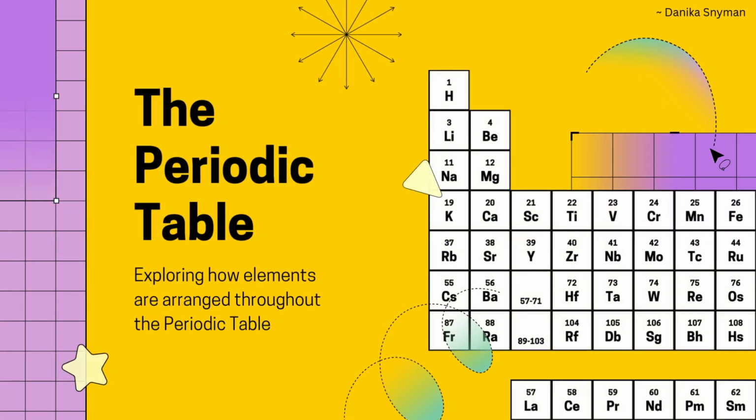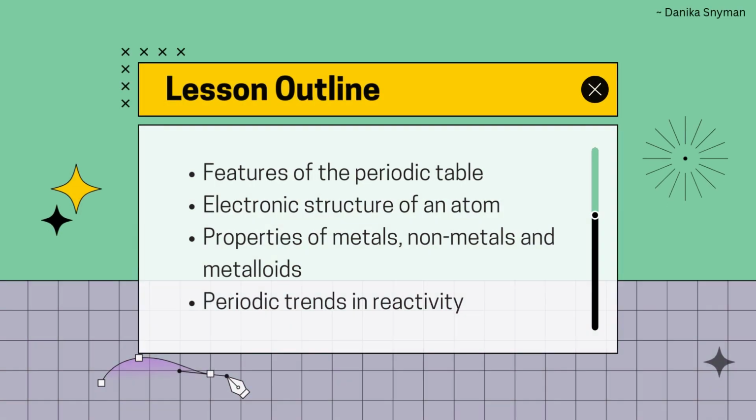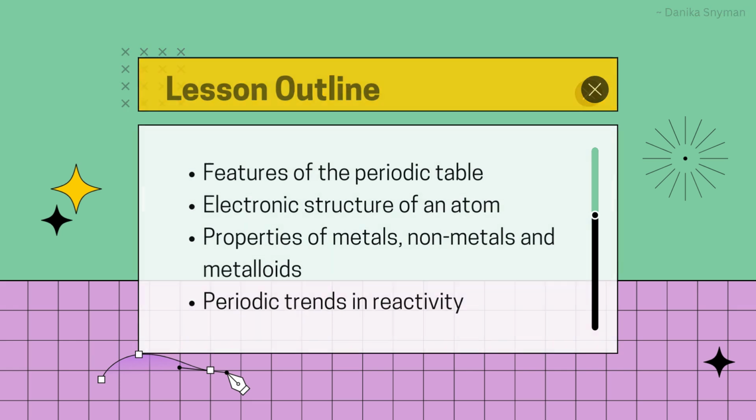Okay, hi everyone. Today we are going to learn about the periodic table. We'll see how all the elements are arranged and what it tells us about them. So here is what we will cover today: what a periodic table looks like, what the atoms look like inside, what makes metals and non-metals different from each other, and how elements become more or less reactive.